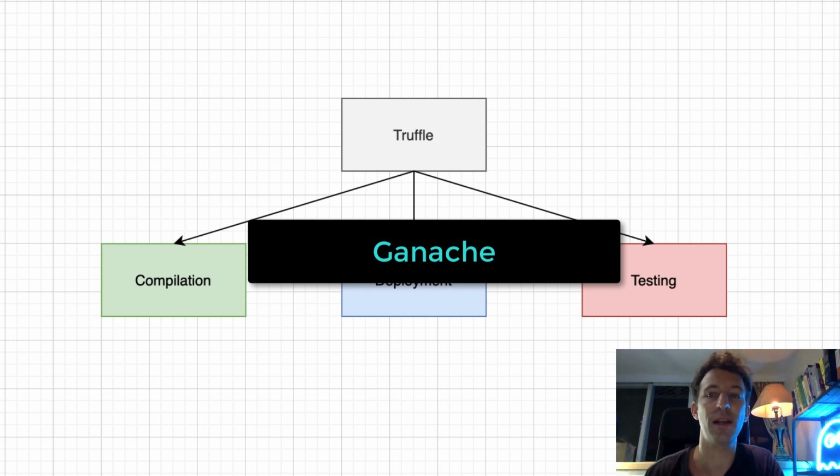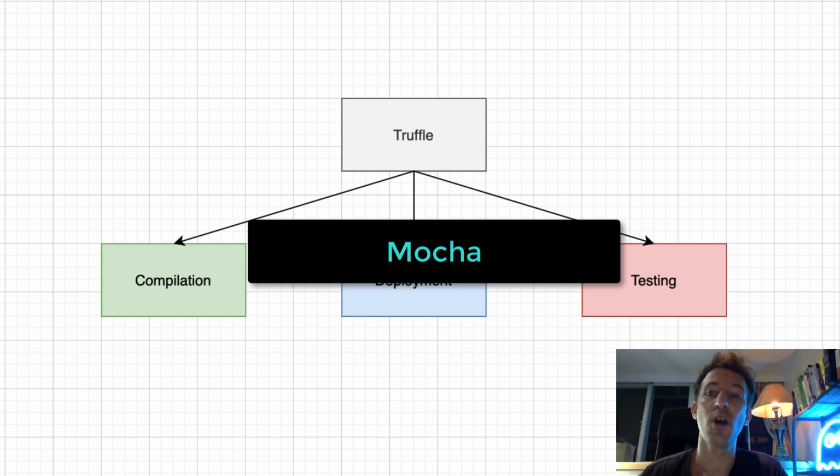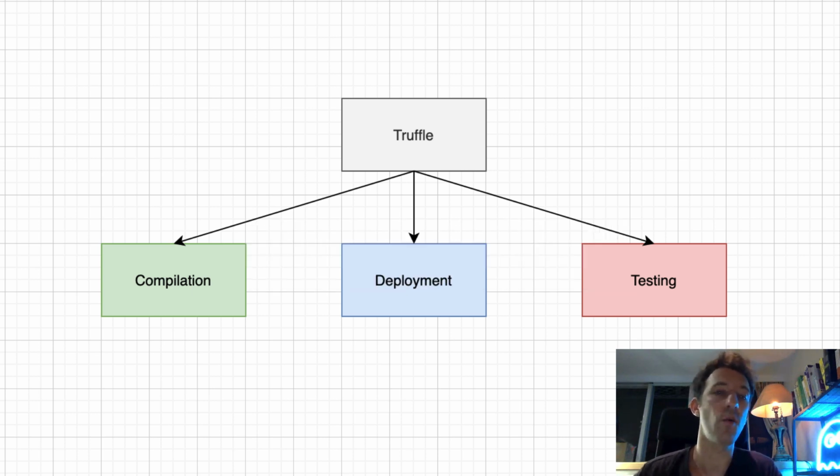On this blockchain, you can make any mistake that you want. It doesn't matter. It's completely isolated from mainnet, the production network of Ethereum. For testing your smart contracts, it uses under the hood a JavaScript framework called Mocha, so the syntax will feel familiar if you already know web development.